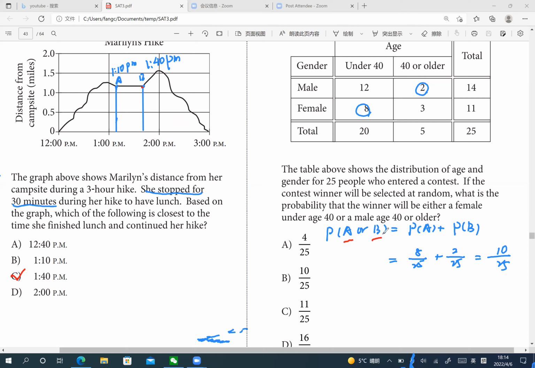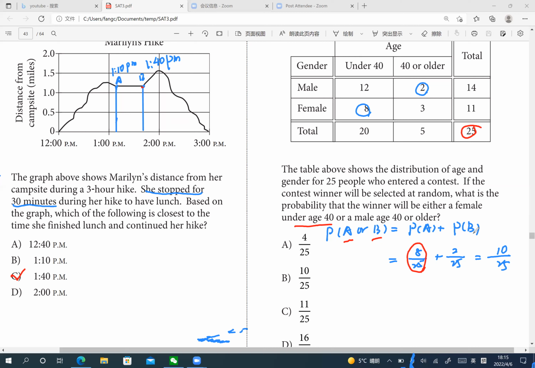So the probability of A or B should be equal to P of A plus P of B, because event A and event B are mutually exclusive events. Now we just need to find the probability of event A and add the probability of event B. For event A, female under age 40, the number is 8, and the total number is 25. So the probability of event A is 8 divided by 25.